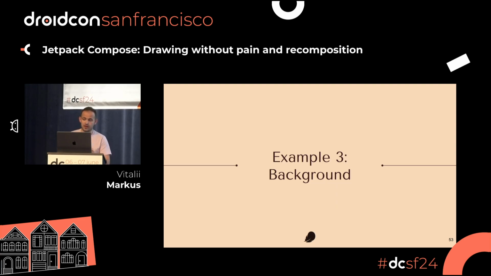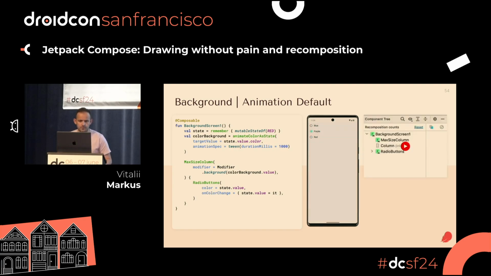It's with the background. This example is also very simple. We have 3 different colors, a shade of red, blue, and purple. When we click on the radio button, we change the state and start the color animation with animateColorAsState. Then we read the state in the background modifier. And again, we see a lot of recompositions, because we read the state during the composition phase.